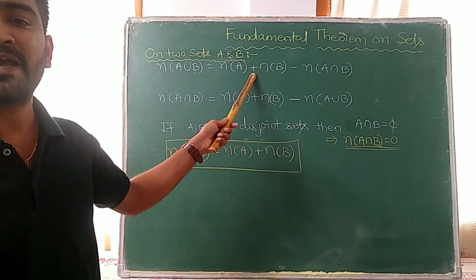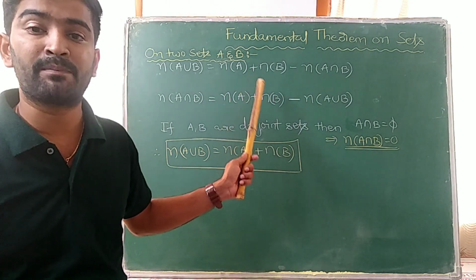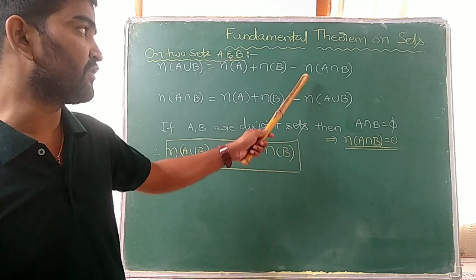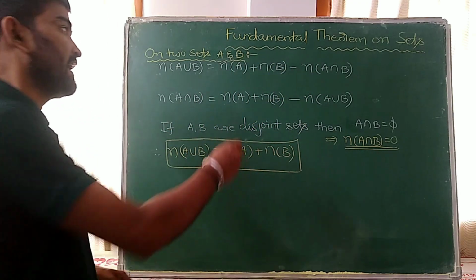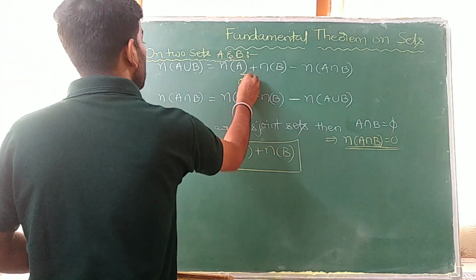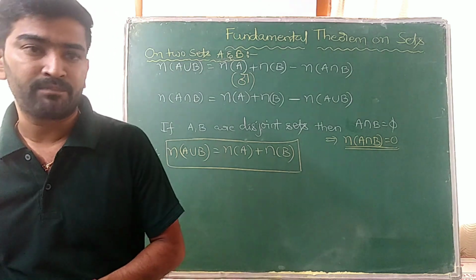Okay, and the same thing can be expressed as n(A intersection B) is equal to n(A) plus n(B) minus n(A union B). We are just rearranging to make n(A intersection B) the subject. Either of these two is known as the fundamental theorem on sets with two sets A, B.